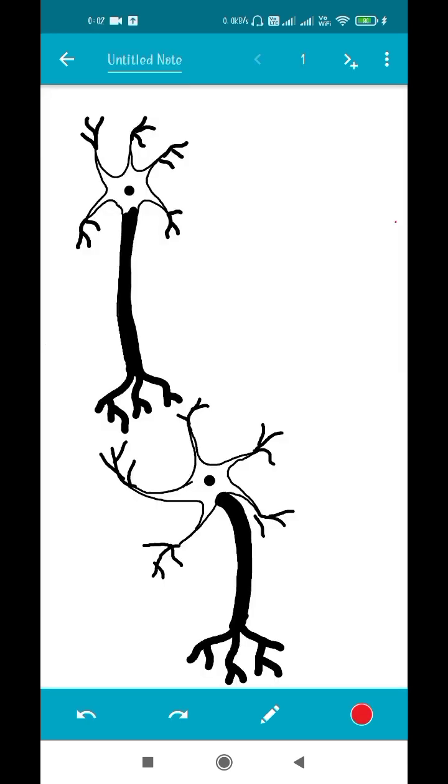There are 2 topics given in your book. One is the synapse and one is the synaptic cleft. So these are 2 different terms. So what are these? Let's see.